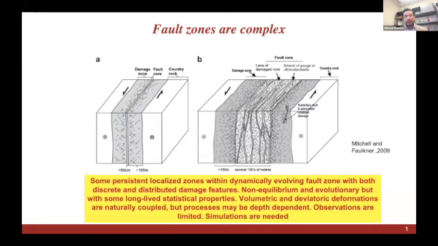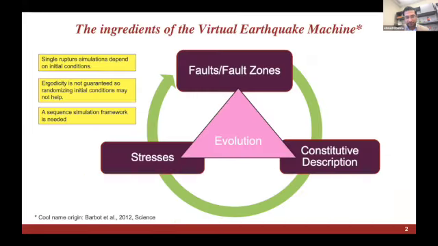And in such a setting, volumetric and deviatoric deformations are naturally coupled, but as expected, the processes may be depth dependent in terms of what mechanisms are dominant, as well as how this structure would look near the surface versus at depth. And unfortunately, observations are limited. We are getting more and more observations, but not close enough to the fault to constrain this complexity, and hence simulations are needed.